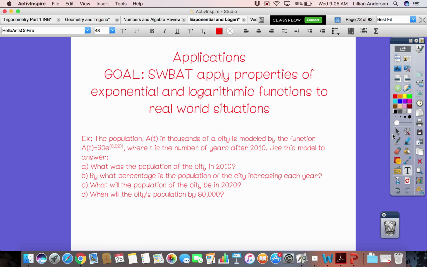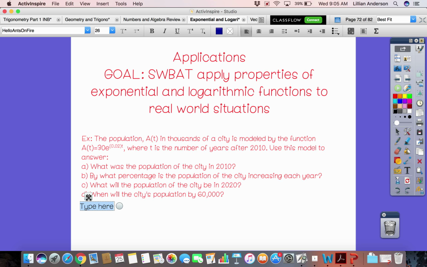Okay. So the first one says the population A of t in thousands of a city is modeled by the function A of t equals 30e raised to the 0.02t, where t is a number in years after 2010. Use this model to answer the following 4 questions. Now, it is awesome when the problem actually gives you the equation, because that means that you don't have to create it yourself. It's pretty much, okay, can you work with the equation and can you answer the questions that are being asked?